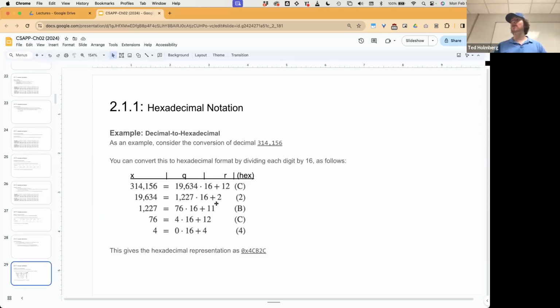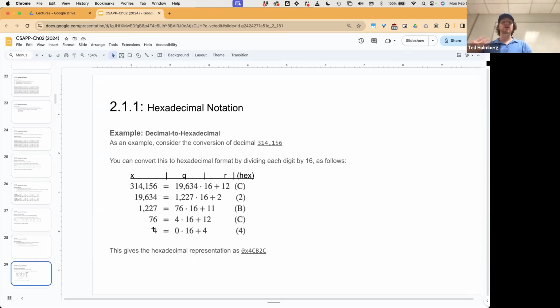And so that's going to give us a value of 76 as our quotient, and then a remainder of 11, which we can then encode as B. And that'll be our next least significant bit in the sequence that we're trying to translate. Then we'll take 76, we'll divide that by 16, that'll be 4, with a remainder of 12. So then again, we can encode that into a C.